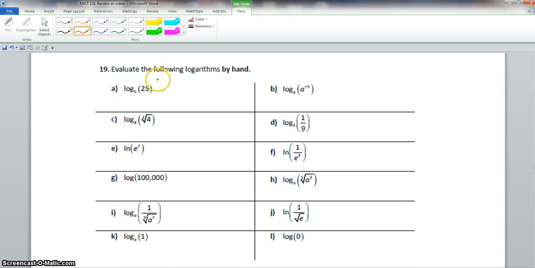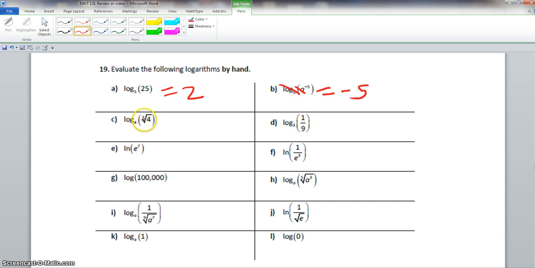We have 19. It says evaluate the following logarithms by hand. Log 5 of 25. We ask ourselves, 5 to what power is 25? We know that's 2. We have log a of a to the negative 5 power. These simplify out and leave us negative 5.